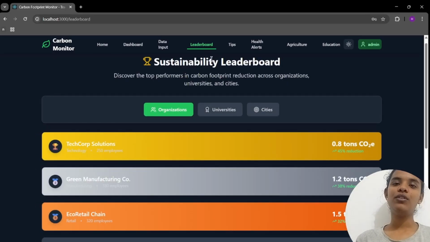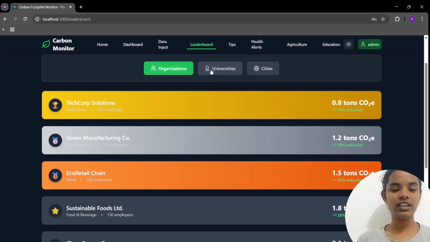On the leaderboard, all the universities, industries, or individuals who have logged into our website and calculated their carbon emission are shown, along with the least carbon emitted by universities, industries, and cities. For example, you can see on the screen Tech Solutions has 0.8 tons of carbon emission. They have reduced it by 48% since last month.